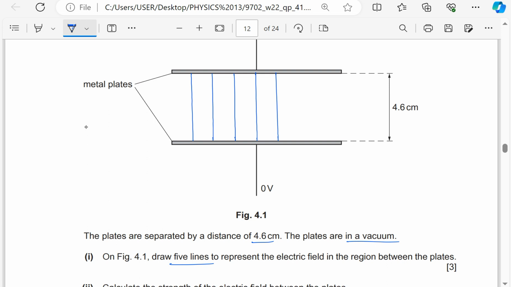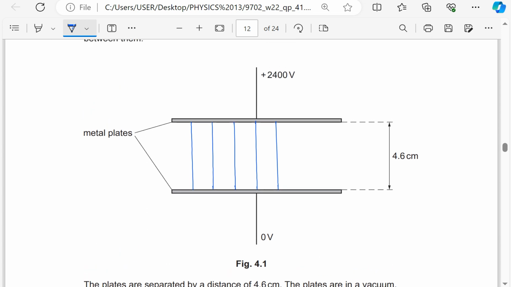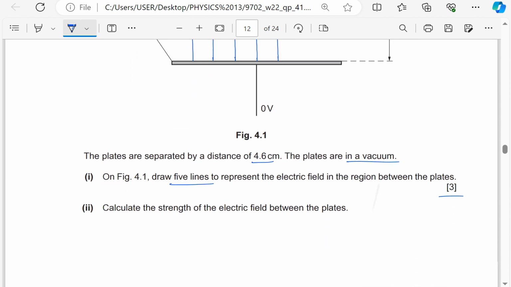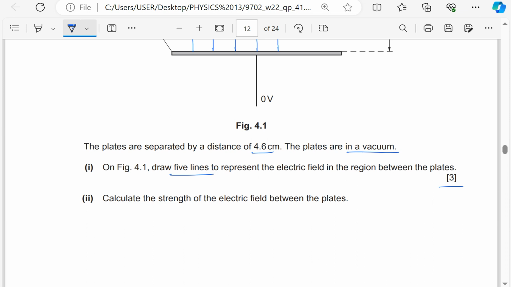Okay, so I tried my level best. You can make sure that they are equally spaced. There are 5. Then field lines originate from high potential to low potential, so these are going to point vertically downwards. Okay, so these free marks are just for nothing. So that is all. Calculate the strength of the electric field between the plates.